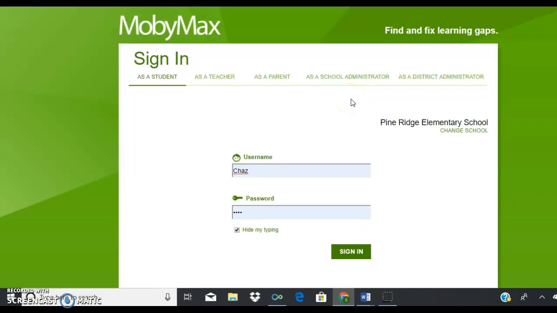For this assignment, I've chosen MobiMax as the application. So you can go to mobimax.com, and this is an application that is used in the public school. You can sign in as a teacher, as a student, as a parent. So I'm going to sign into my child's account.